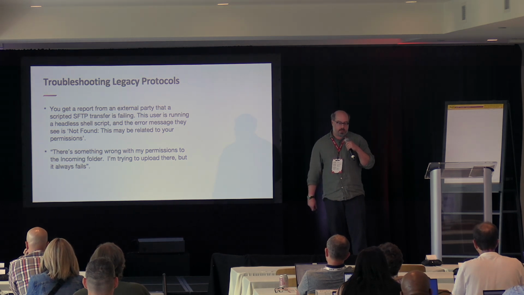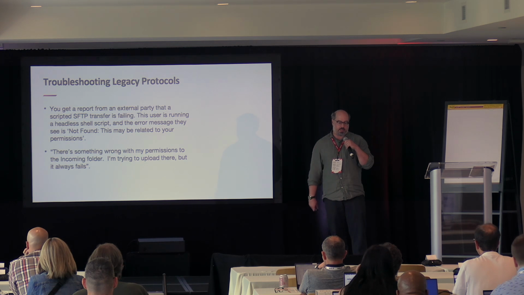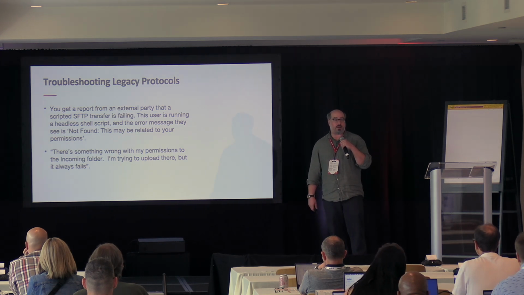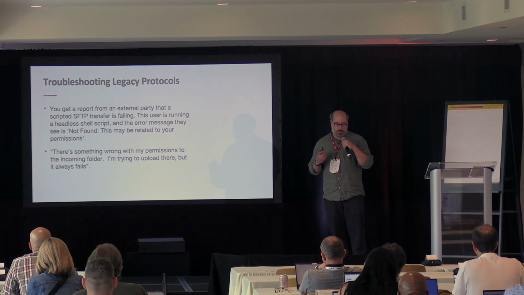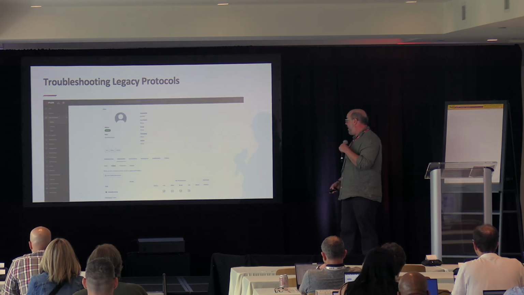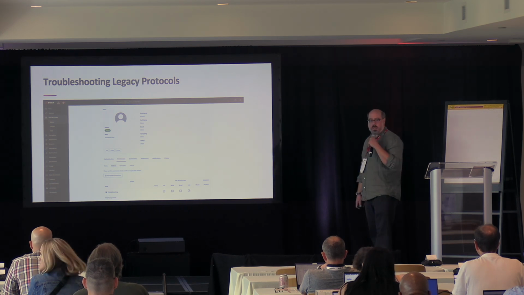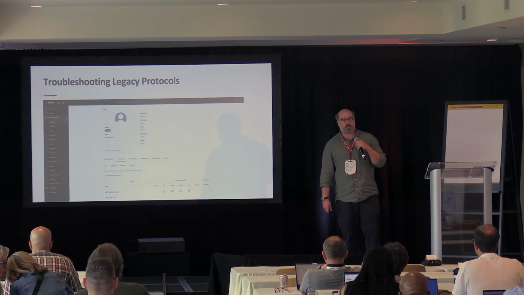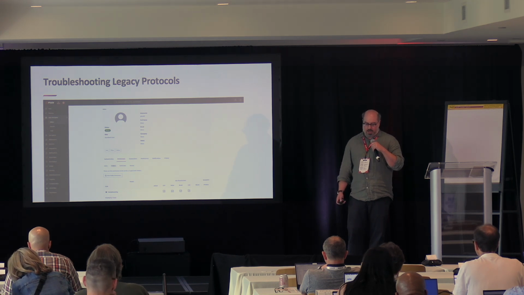So something like this comes in: I think there's something wrong with my permissions, because the error message they're getting is "not found. This may be related to your permissions." Your first impulse here might be to go look at the permissions for the user. So say we do that and we see that, oh no, that user has full permissions to the home incoming path, so it's not permissions. What are we going to do now? We're going to go straight to the logs.